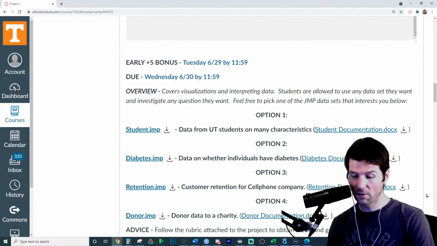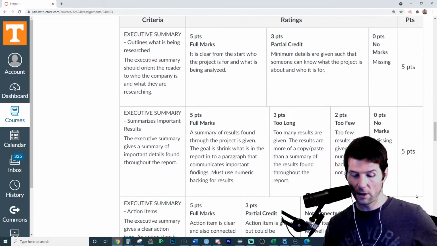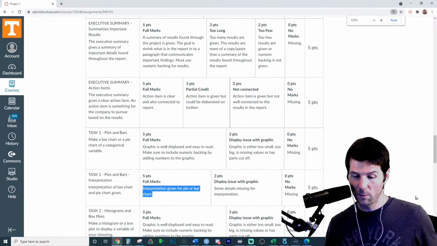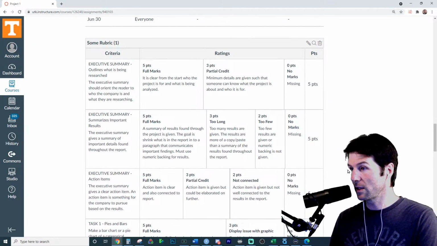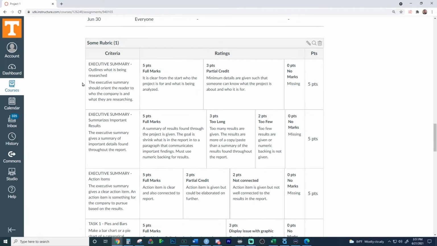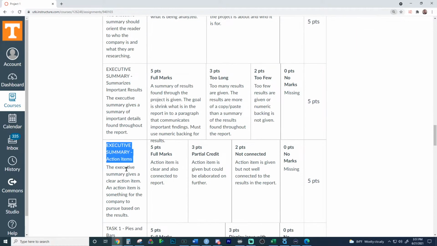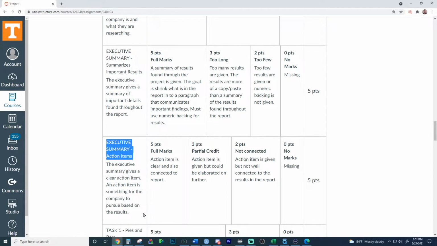If you turn in this executive summary out of 15 points, how many do you think you would get? If you look, there are 3 tasks for the executive summary: outline what is being researched, summarize important results, and an action item, which it tells you what an action item is. It says the executive summary gives a clear action item. An action item is something for the company to pursue based on the results. Action item is clear and also connected to report.